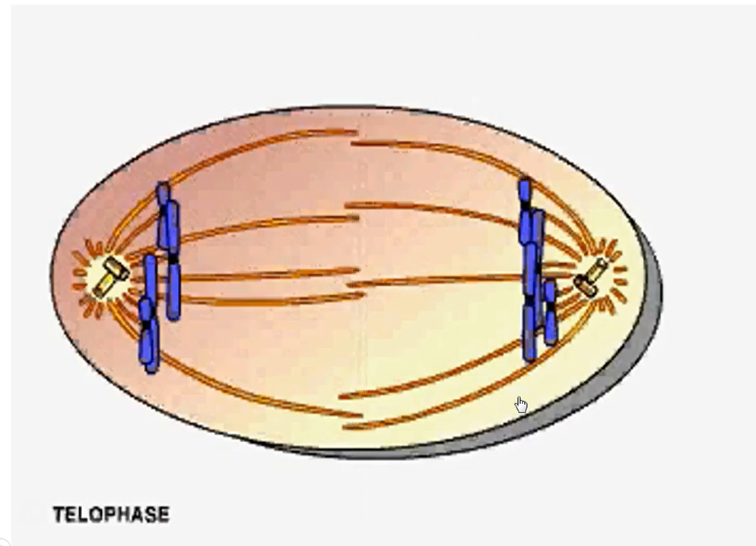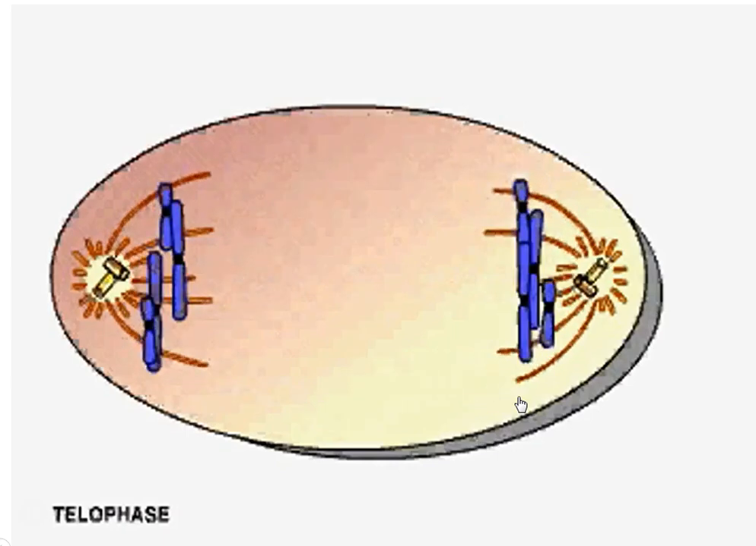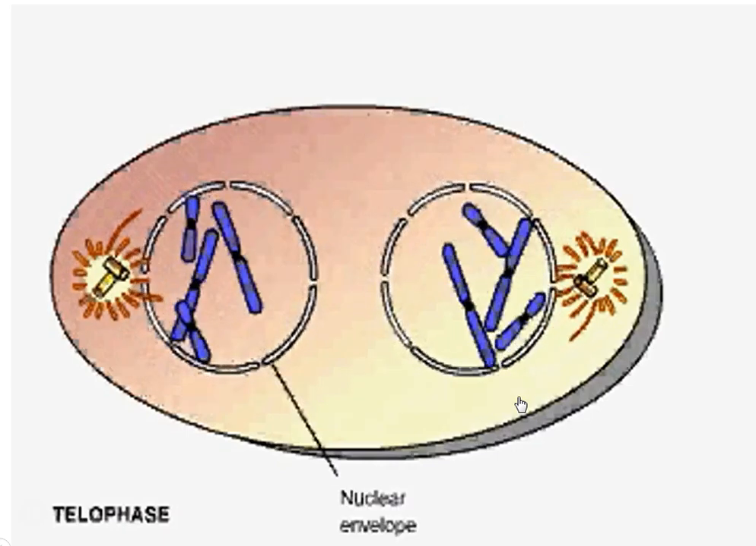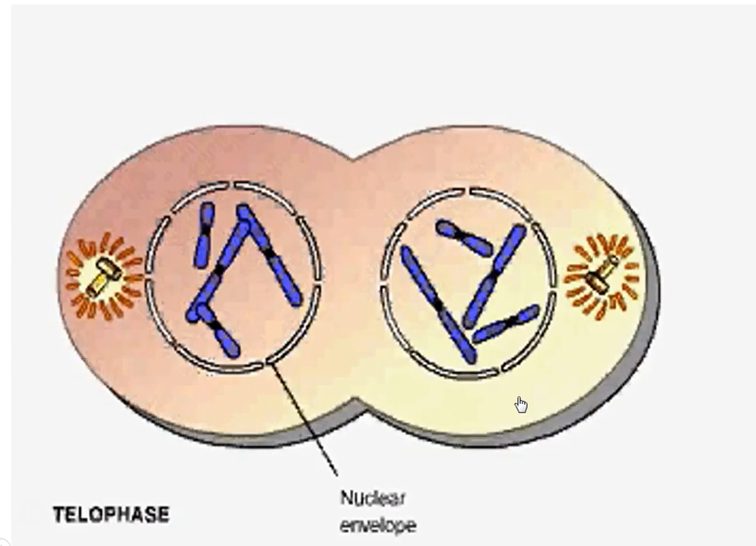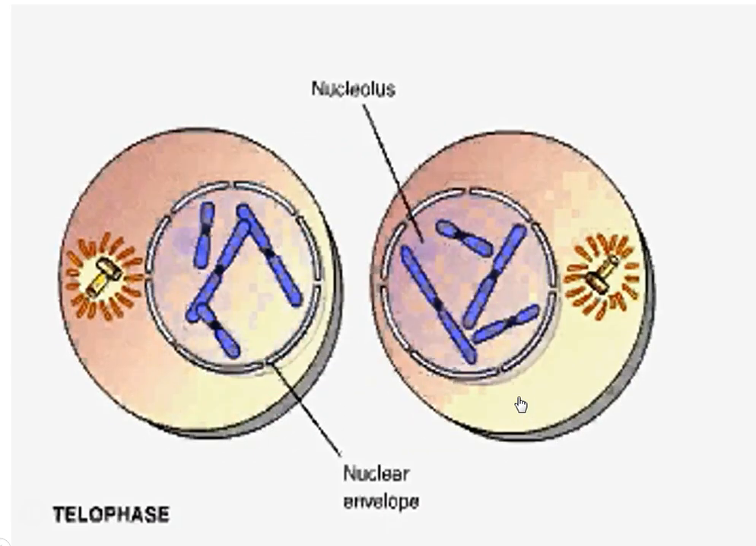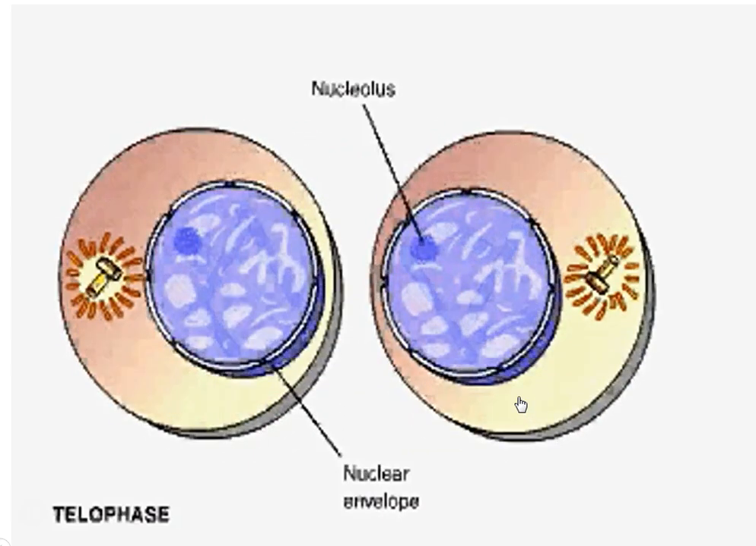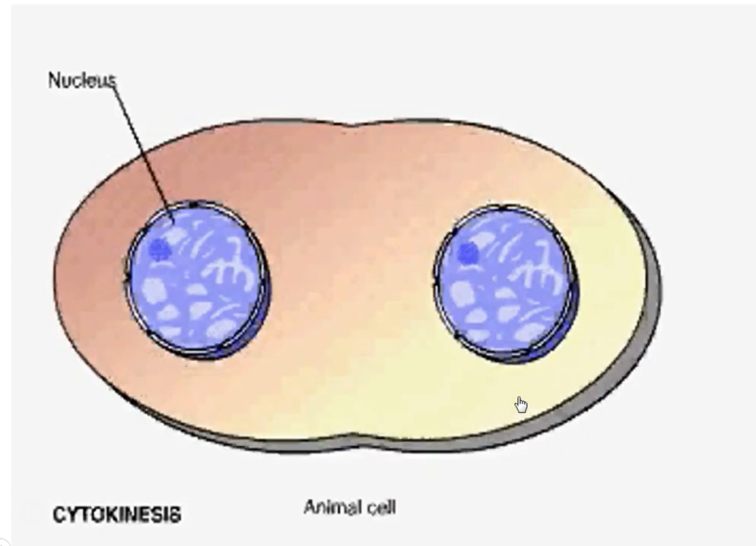the cell. During telophase, nuclear envelopes form around the identical sets of chromosomes at the two poles of the cell. The chromosomes uncoil, and nucleoli appear in the two new nuclei. Meanwhile, cytokinesis begins, splitting the cytoplasm and separating the two daughter cells in animal cells.